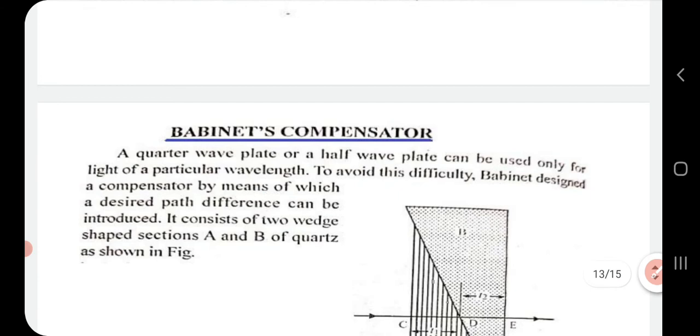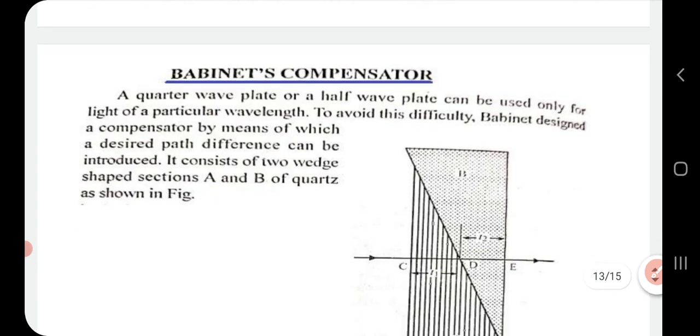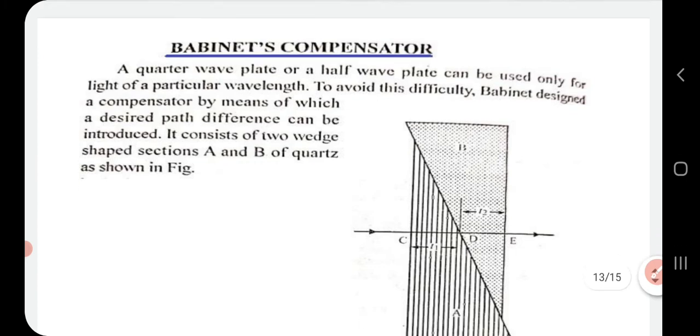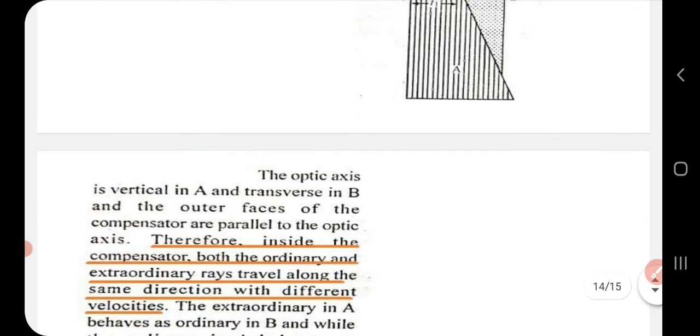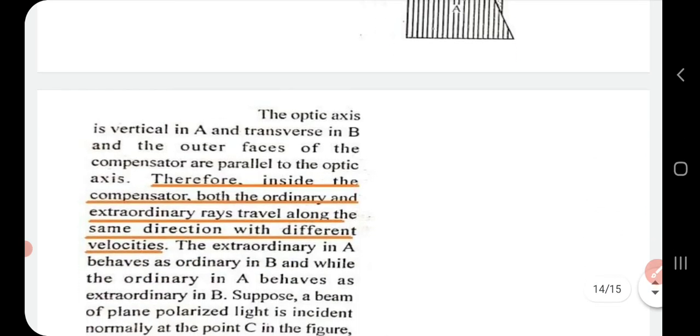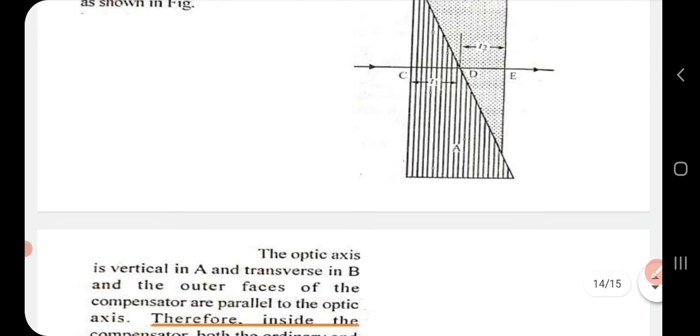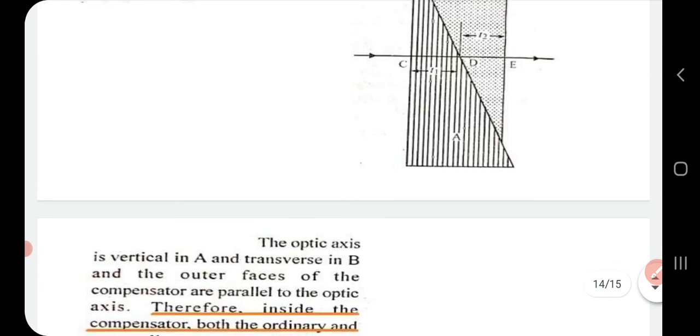The last section is Babinet's compensator. We know that a quarter wave plate or a half wave plate can be used only for light of a particular wavelength. Now in order to overcome this difficulty, Babinet designed a compensator by means of which a desired path difference can be introduced. It consists of two wedge-shaped sections A and B made of quartz as shown in this figure. Here the optic axis is vertical in A and transverse in B, and the outer faces of the compensator are parallel to the optic axis.